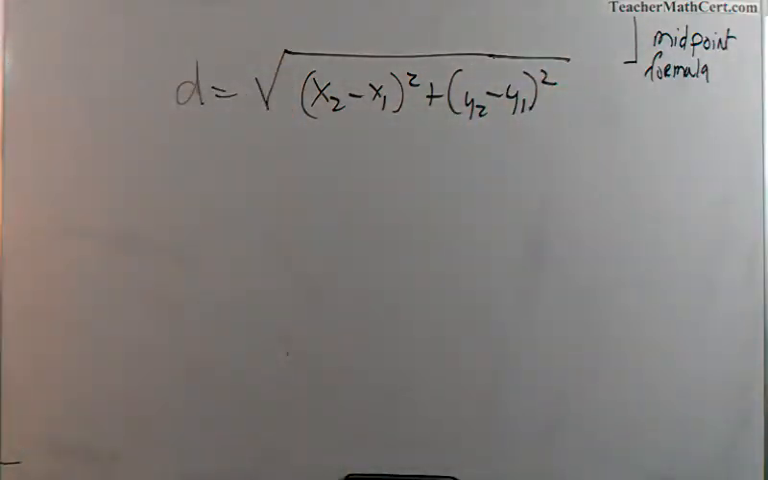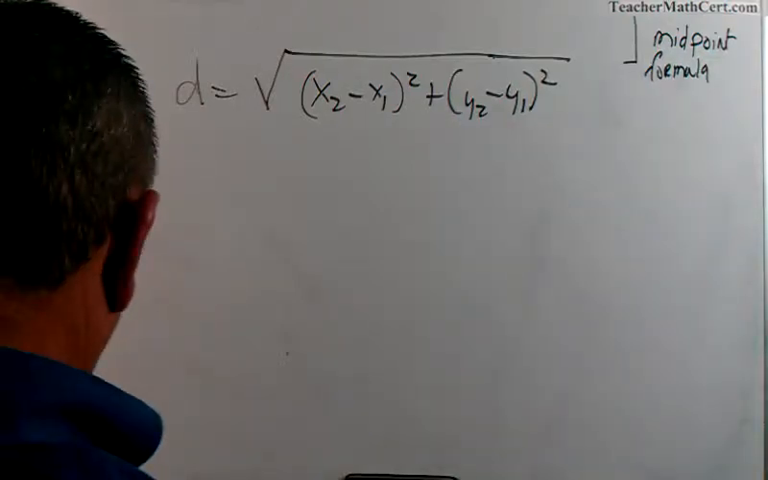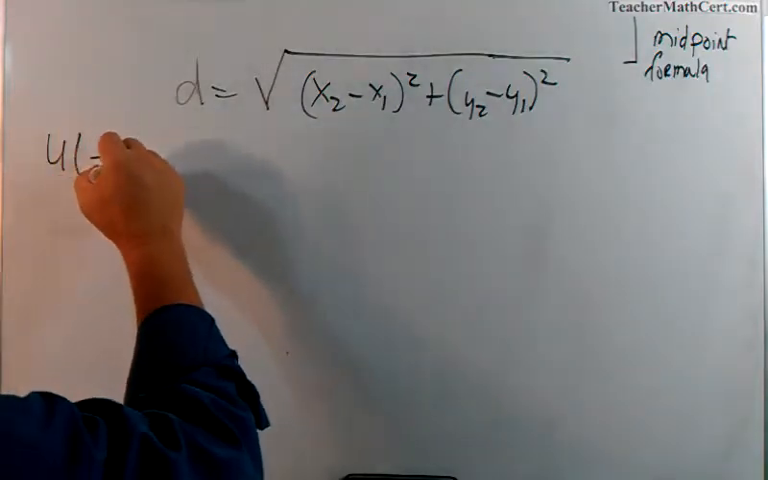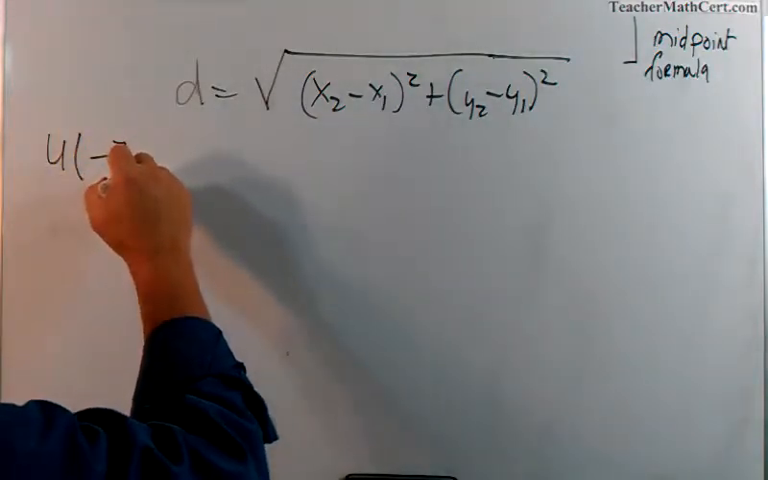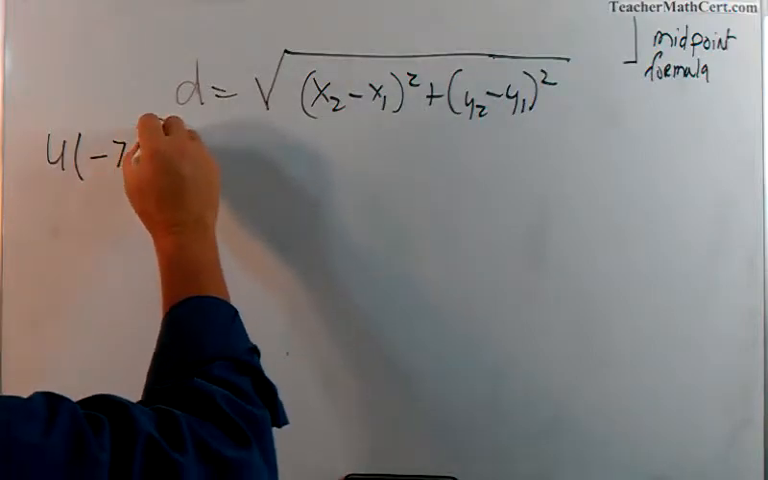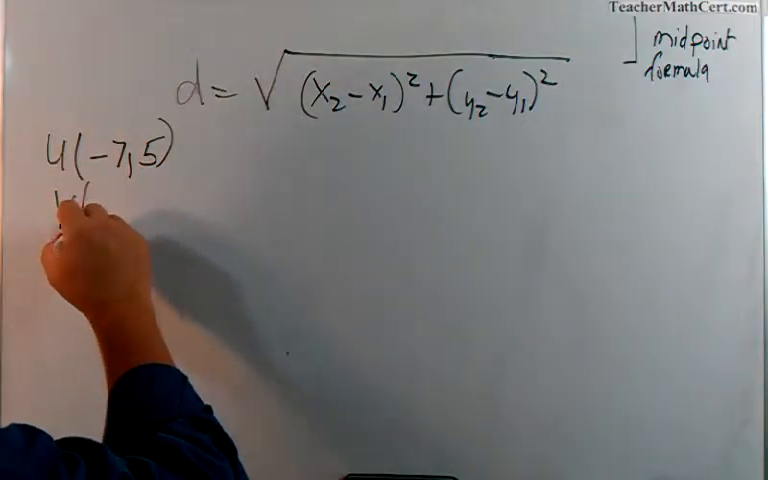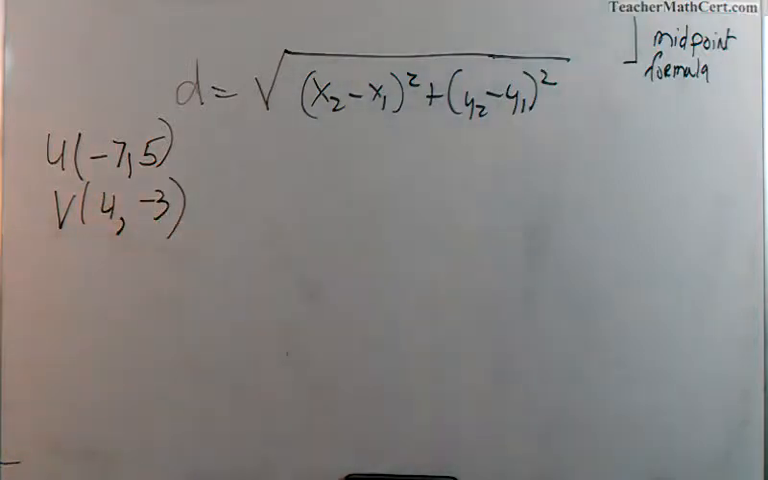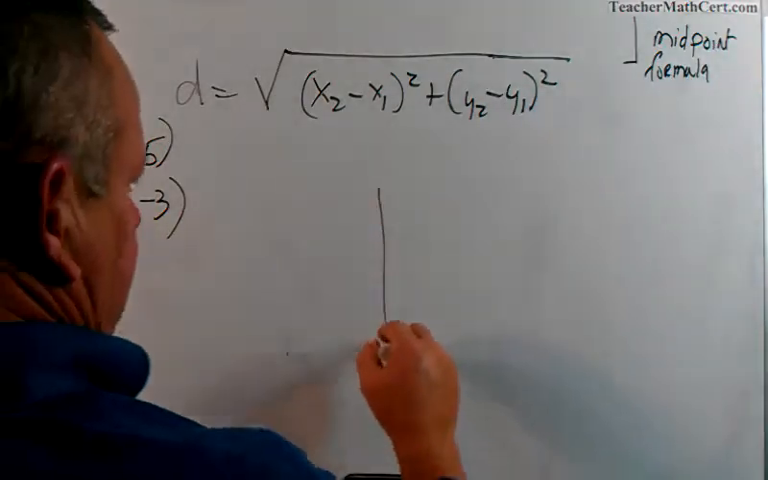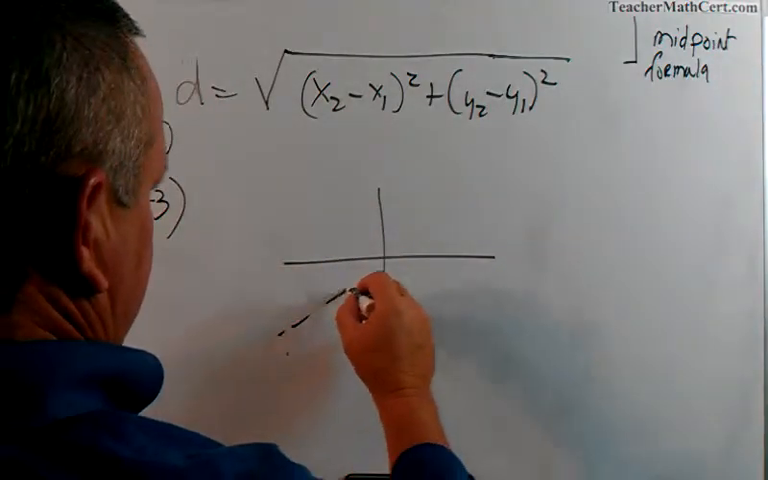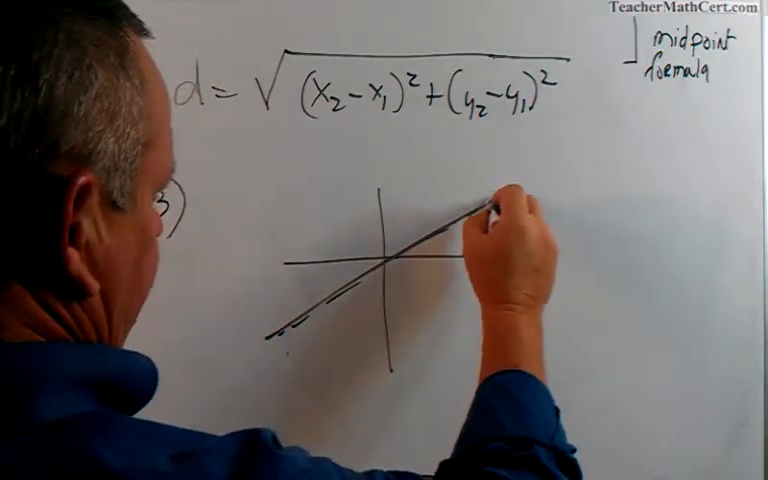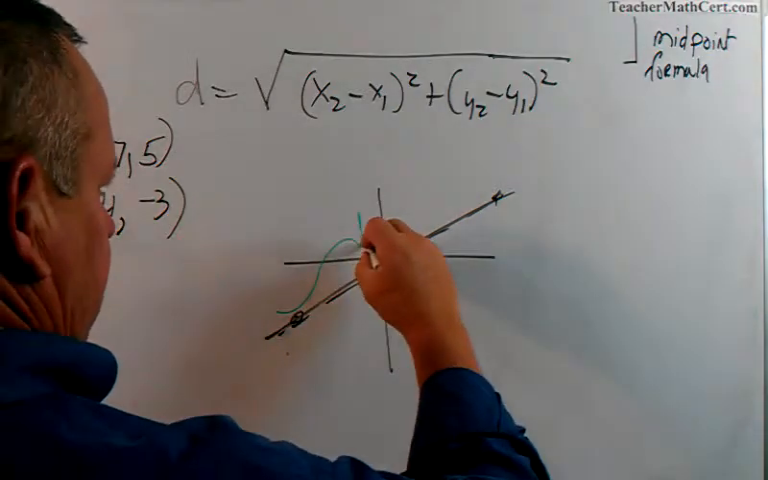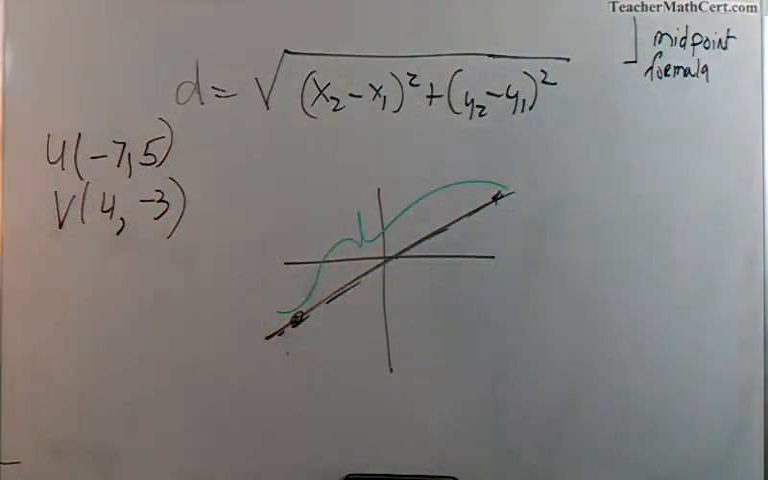Let's see what we got for points here. Alright, so point u is negative 7, comma 5, and v is 4, comma negative 3. So all we're doing is finding the distance. We got this coordinate system here, and we got a line. We got a point here, a point here. We want to know what the distance is between these 2 points. That's all it is. Okay.